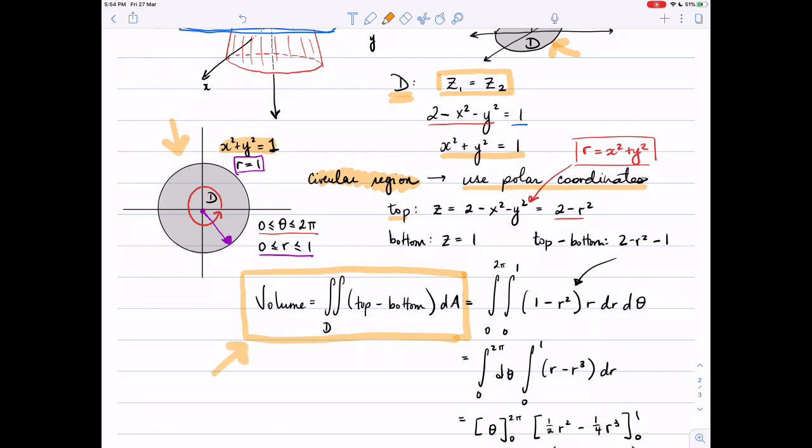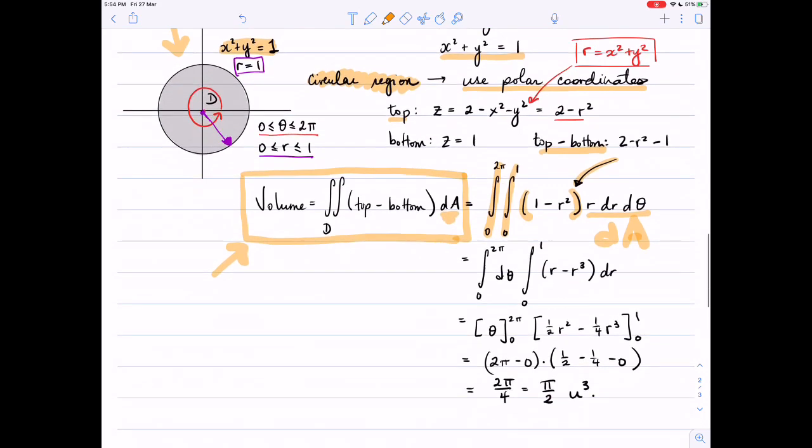So we put that all together into this formula again. Volume is the double integral over D of the top minus the bottom dA. And we get the integral of our theta values here from 0 to 2 pi. The integral of our r values here from 0 to 1. The top minus the bottom here gave us 1 minus r squared. And then r dr d theta is the dA of the integral, right? That is dA sitting over here in polar coordinates. So we go ahead and integrate.